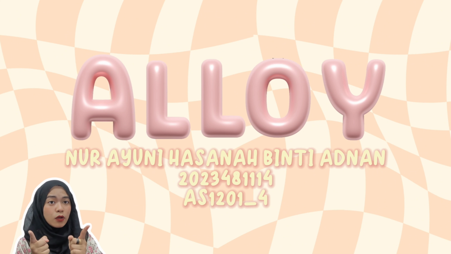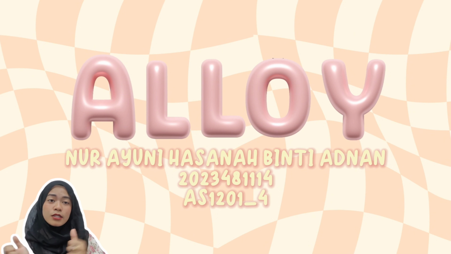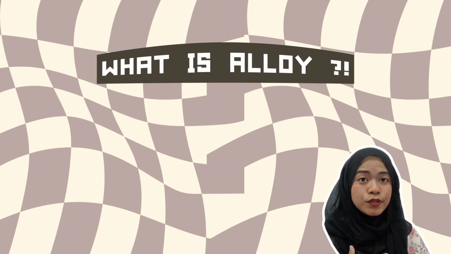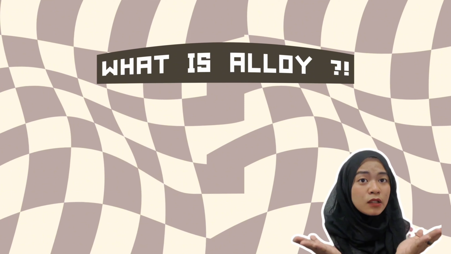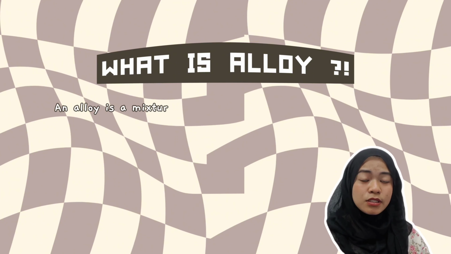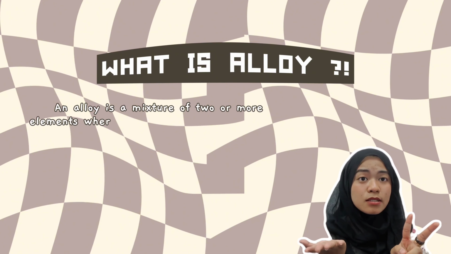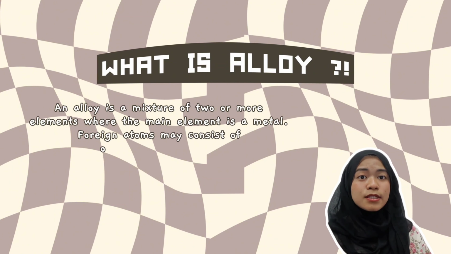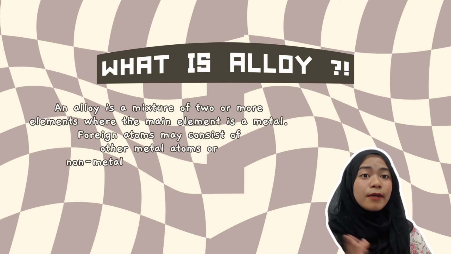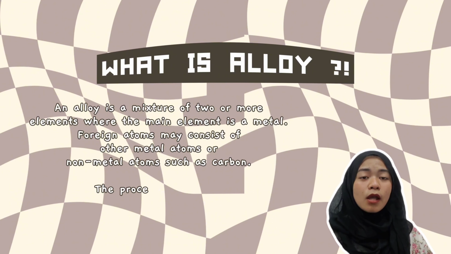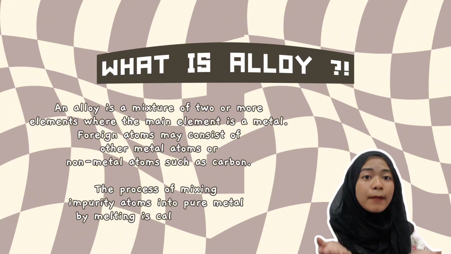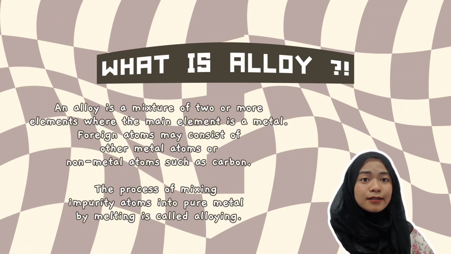Do you know what is alloy? So if you want to know more, let's go! So let me introduce alloy. What is alloy? An alloy is a mixture of two or more elements where the main element is a metal. Each alloy may consist of other metal atoms or non-metal atoms such as carbon. The process of mixing impurity atoms into a pure metal by melting is called alloying.